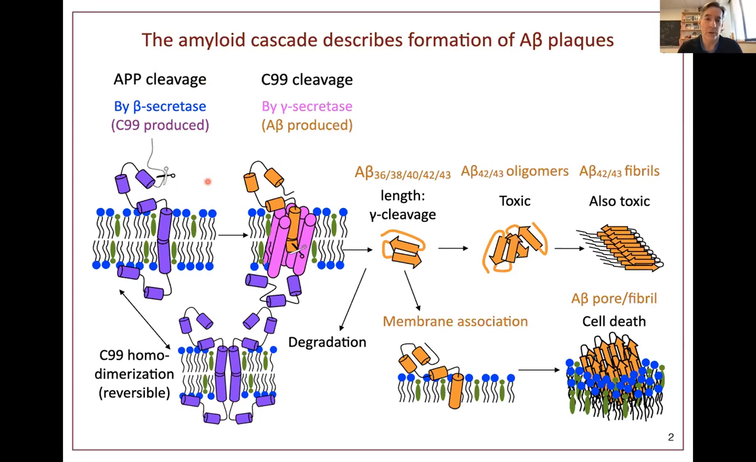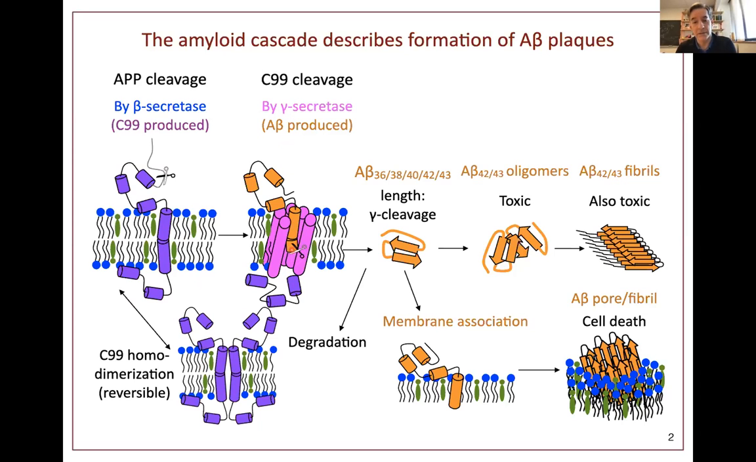One is a non-amyloidogenic pathway where the protein is initially cleaved by alpha secretase. And the other is the amyloidogenic pathway where there's an initial cleavage by beta secretase, which is another single pass membrane protein, to create a fragment, the C-terminal fragment of the amyloid precursor protein, referred to as C99. And that C99 can undergo a homodimerization, which we have studied in the past, and also can bind to and be processed by gamma secretase.